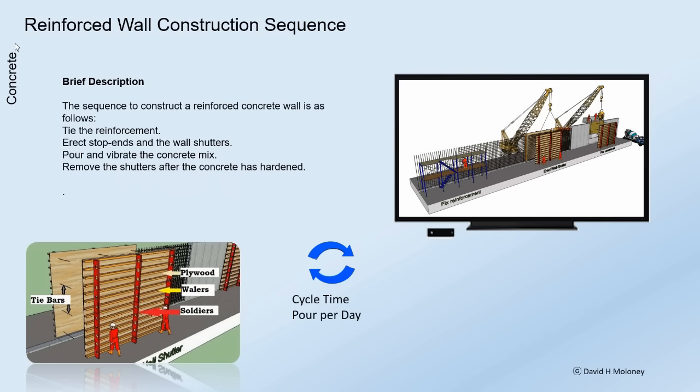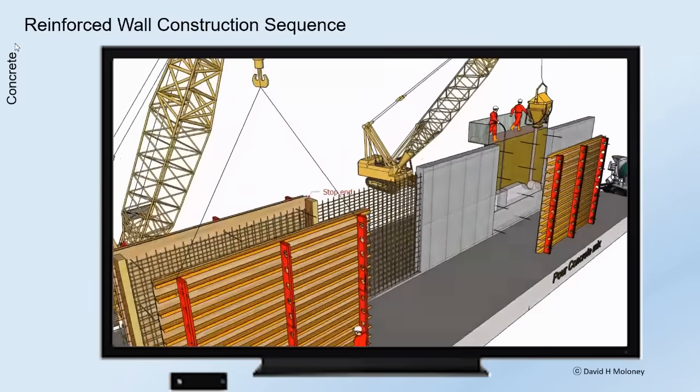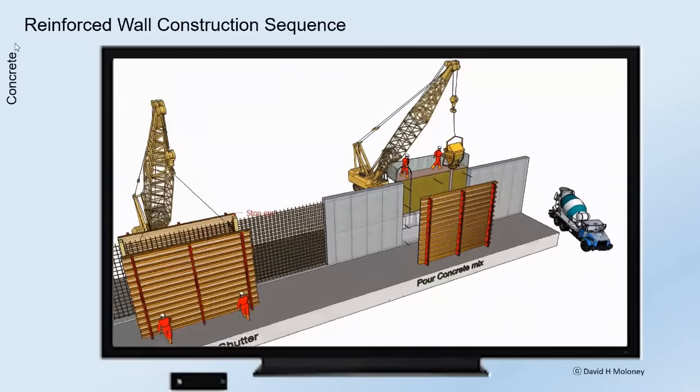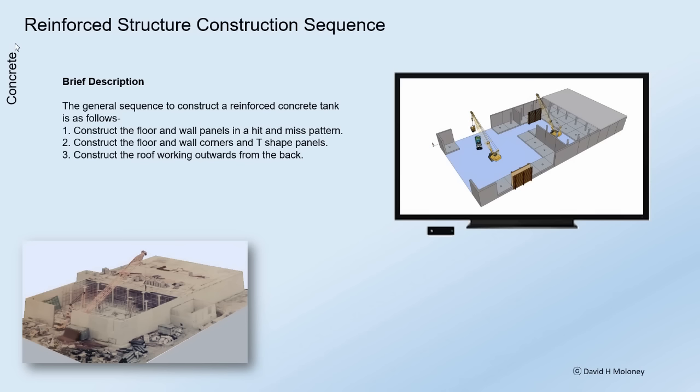The sequence to construct a reinforced concrete wall is as follows. Tie the reinforcement. Erect stop ends and the wall shutters. Pour and vibrate the concrete mix. Remove the shutters after the concrete has hardened.